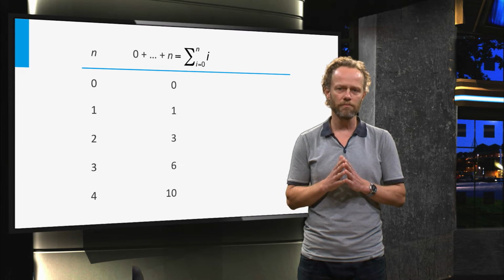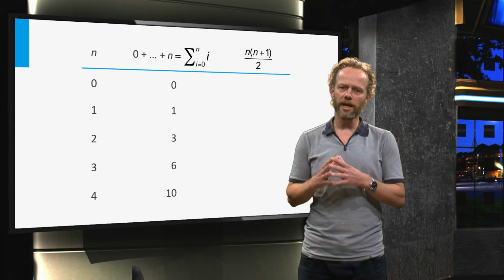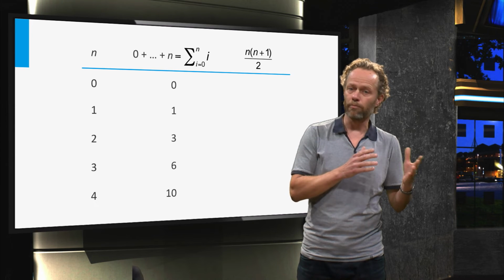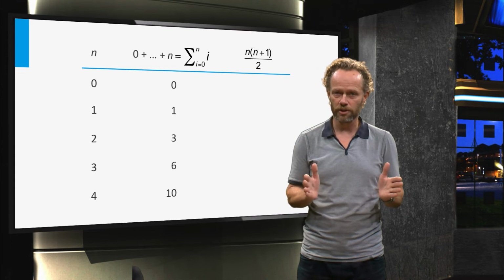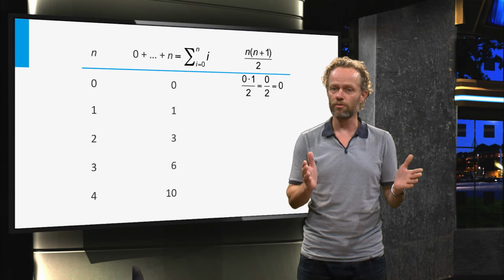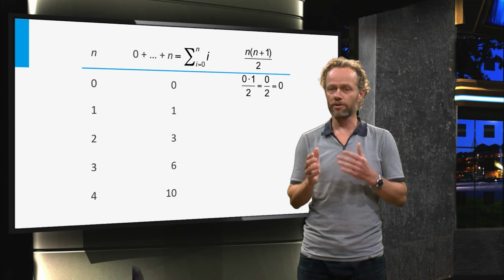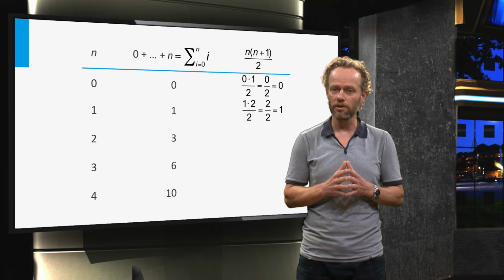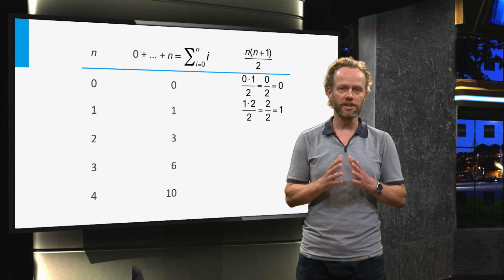Let's look at a final column in which we evaluate for each value of n the product of n and the number after it, n plus 1, divided by 2. For n equal to 0, this is 0 times 1 divided by 2, which is 0. For n equal to 1, this evaluates to 2 divided by 2, which is 1. For n equal to 2, 3, and 4, the result is 3, 6, and 10.